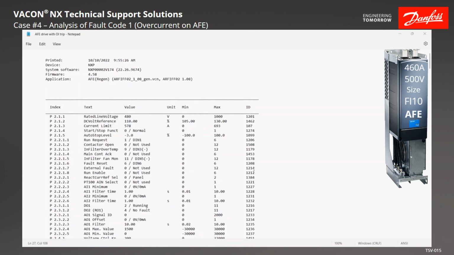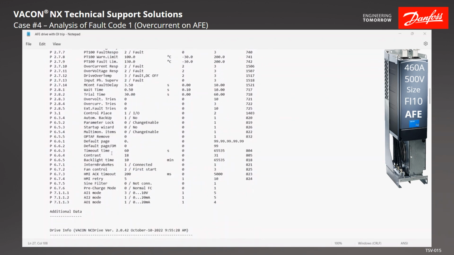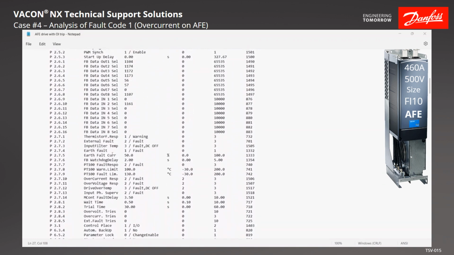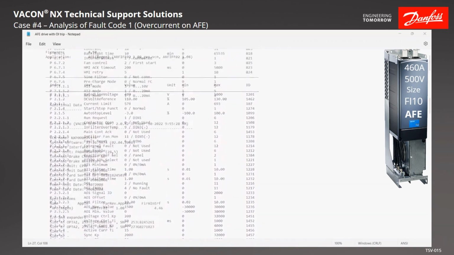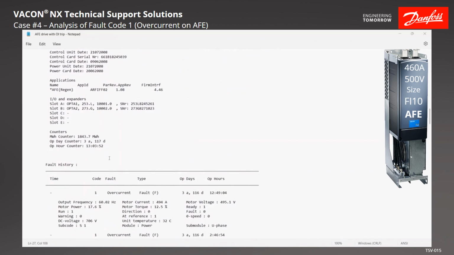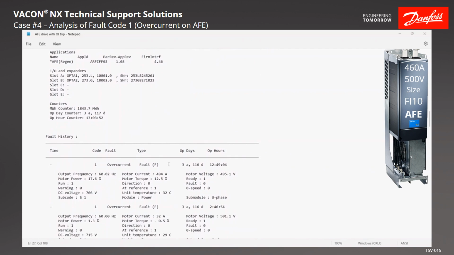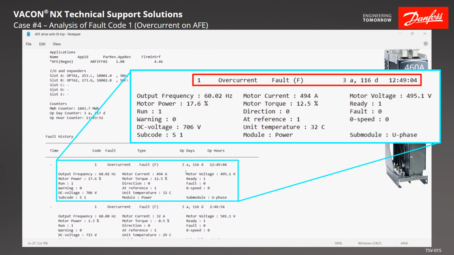In this example, we will look at an AFE drive that was getting overcurrent trips. There aren't nearly as many parameters in an AFE drive as there are in some of the other drives, but we're going down to the fault history. We'd see we got overcurrent trips in the fault history happening at 3 years, 116 days, 12 hours, 49 minutes, 4 seconds. Now by default, the drive will put in a power on counter here.